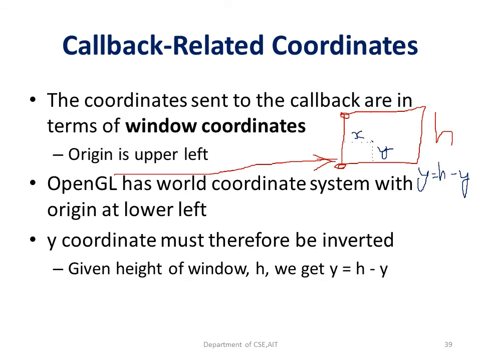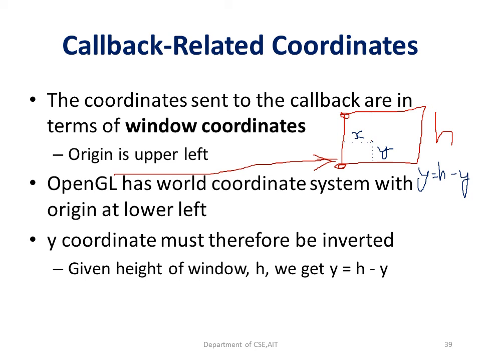Whenever we are having the callback related functions, we will be making use of the window. So the coordinates which are sent to the callback are in terms of the window coordinate system, and this window coordinate system is going to start at the upper left corner of the window. The origin, that is 0 0, will be at the upper left, whereas when we go for the world coordinate system, the origin will be at the lower left. So the lower left will have the 0 0 value.